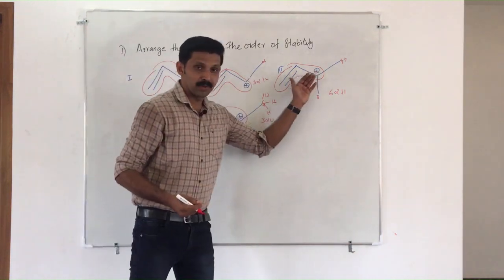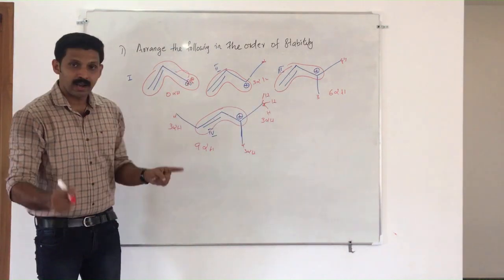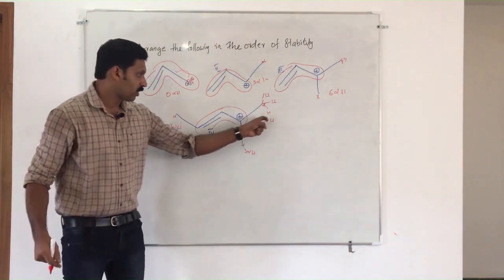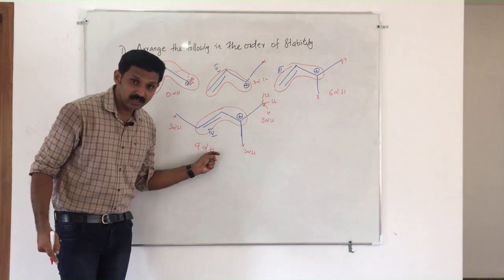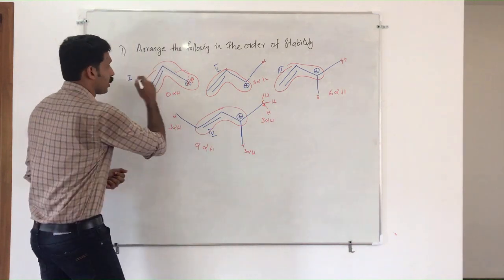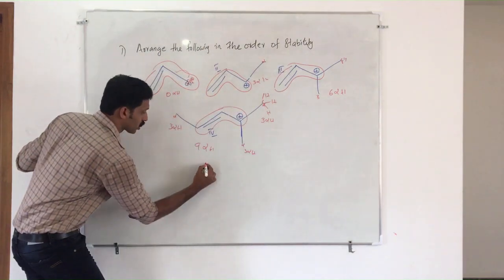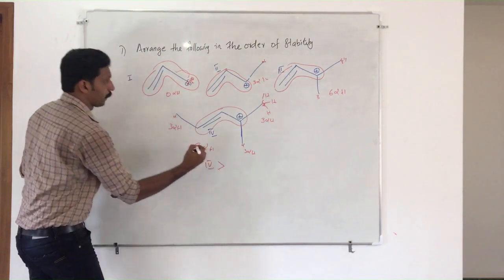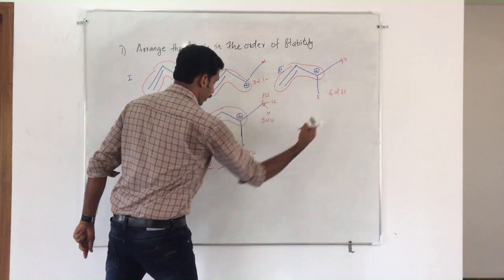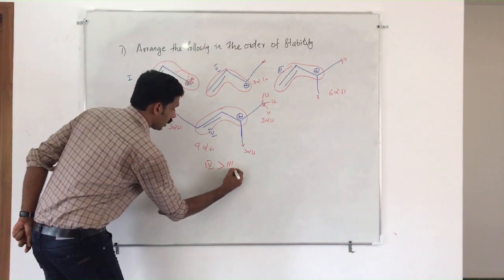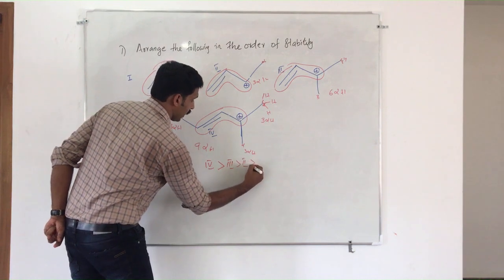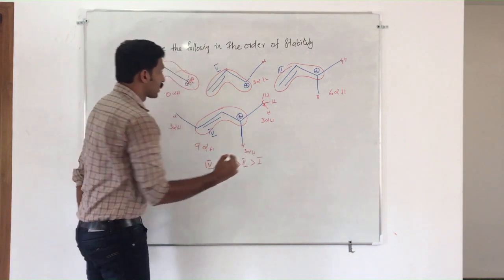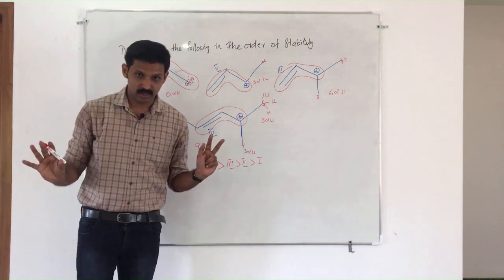Resonance is the same in all the cases, but hyperconjugation is different. Here you can find the most hyperconjugation due to 9 alpha hydrogen. Therefore, among 1, 2, 3 and 4, the most stable is 4. Here there are 6 alpha hydrogen, therefore 3rd is higher than 2. Then 3 alpha hydrogen, 2 is higher than 1. That is how the answer of these questions comes, right?